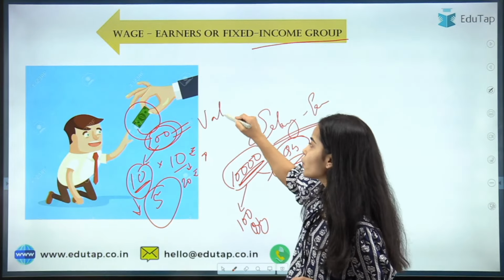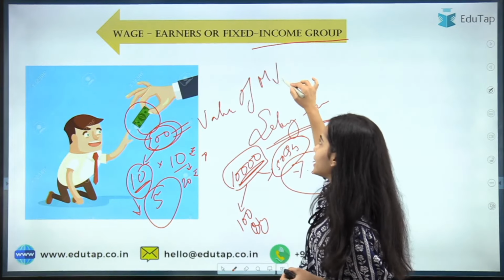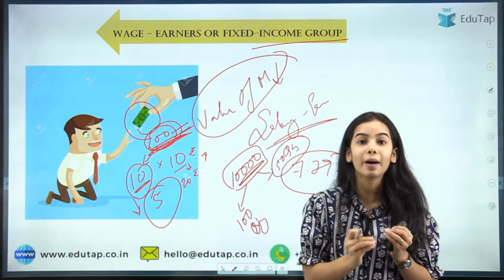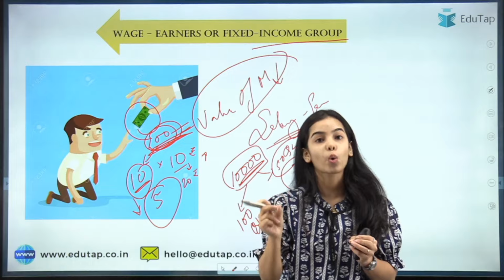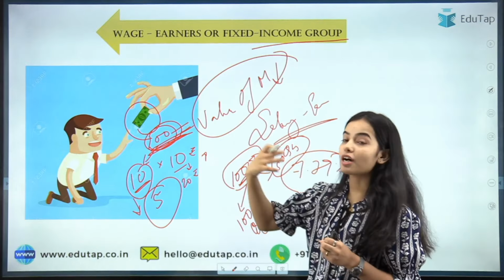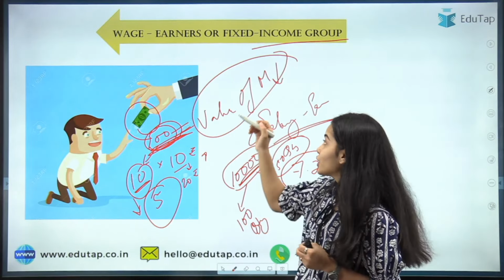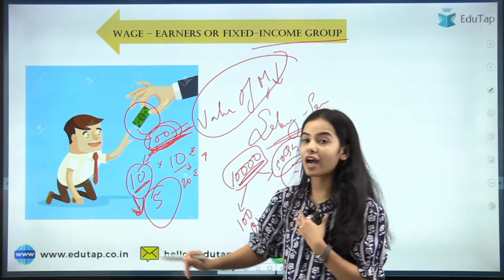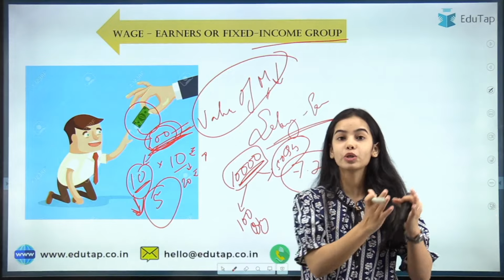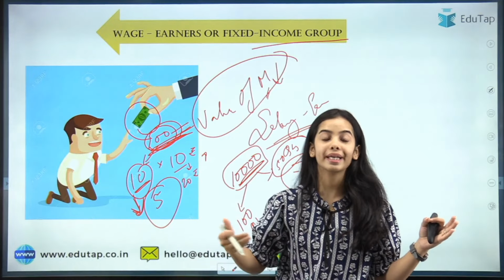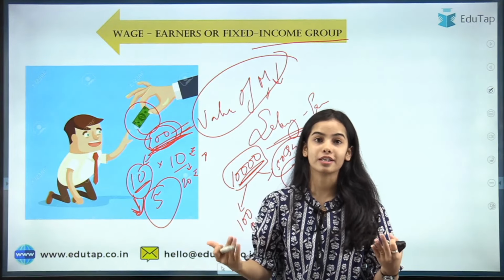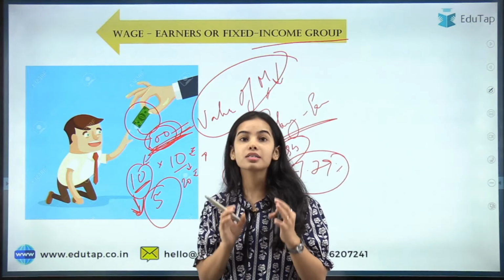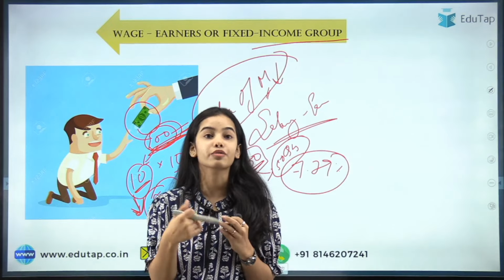That is, the value of money has decreased, because the same money, the same income, can buy lesser quantities that were available before. So the value of money has decreased. That means the quantity that I could have bought before, I am not able to buy now when inflation is there and the value of money has decreased. So the salary earners, the fixed income group, are the ones that suffer the most.